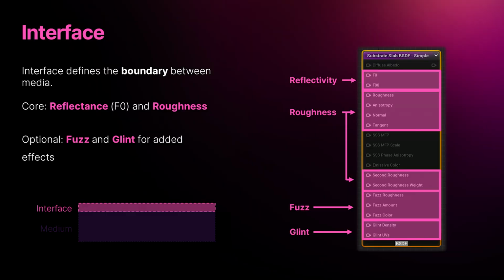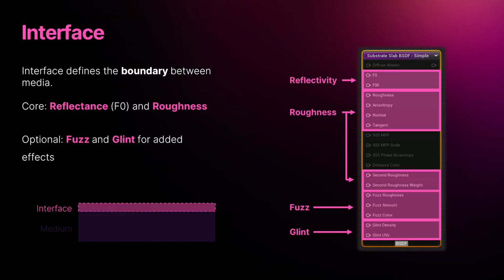With regard to the interface, this is essentially about the reflectivity of the material. Is it rough? Is it super shiny? Is it chrome-like, where it reflects light from all angles, or only from the grazing angle? So F0 and F90 will be the main parameters to control that. And then there are optional effects like fuzz and glint.